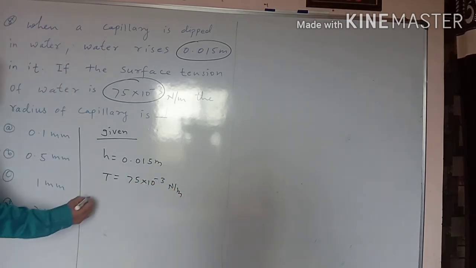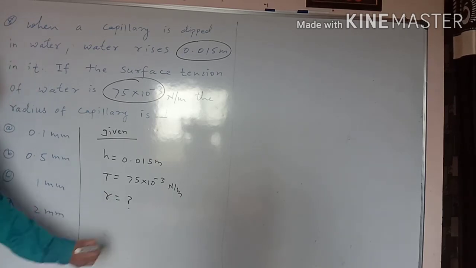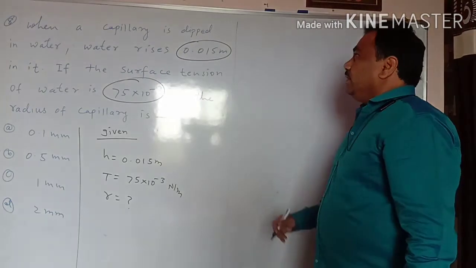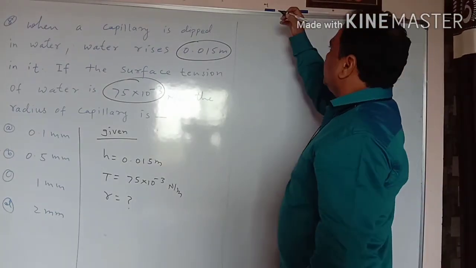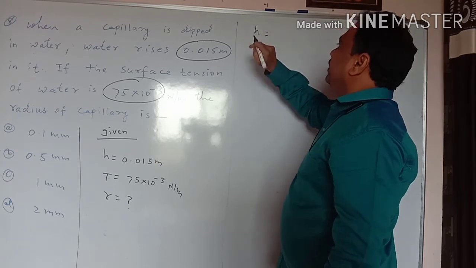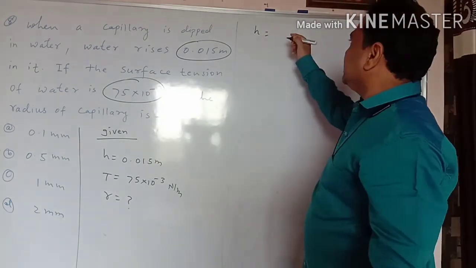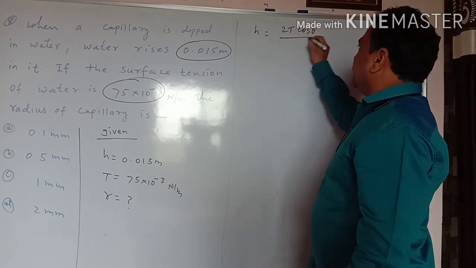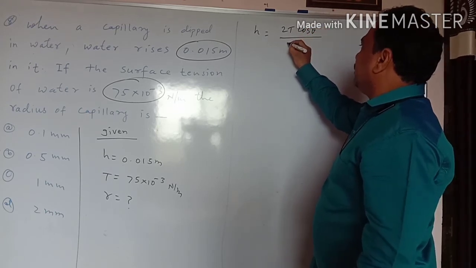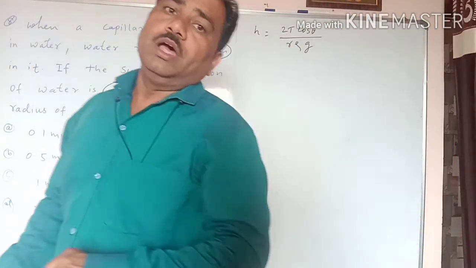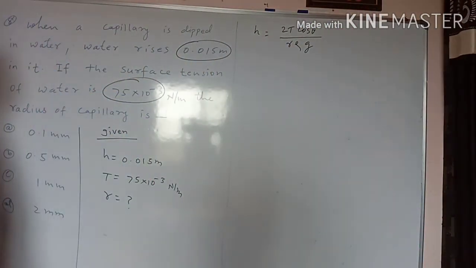Then the radius of capillary is, so we have to calculate the value of small r. To calculate the radius of the capillary tube, we should know how we can find out the height of the liquid column. For that purpose, h is equal to 2T cos theta upon r rho g. You should remember this formula. This is the formula for the height of the liquid column.